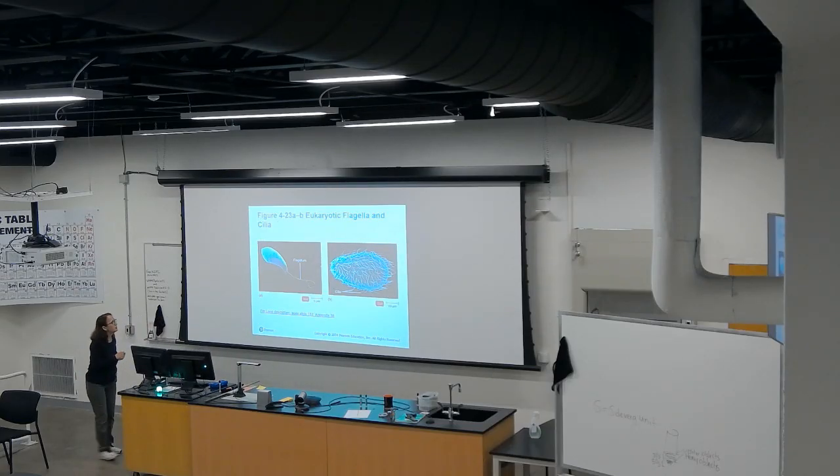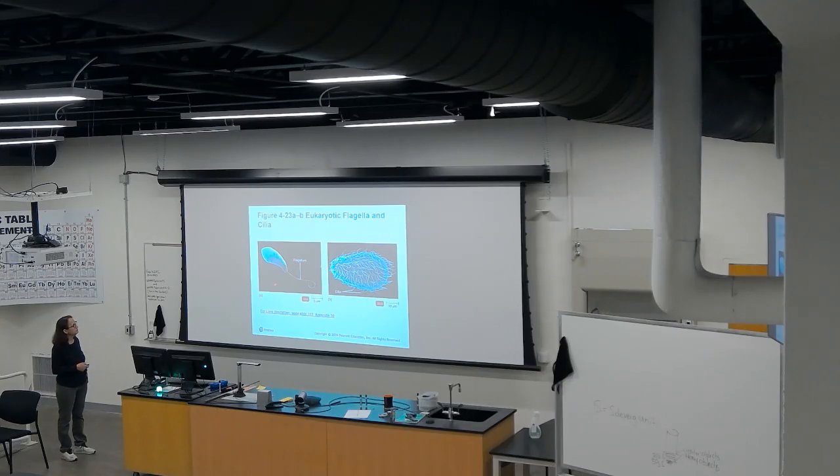Here is an example of cilia and flagella. So this is a long extension, flagella, and cilia in this paramecium. It's a eukaryotic cell. It has a lot of cilia. It is also used as a form of locomotion for them. And that would be all.